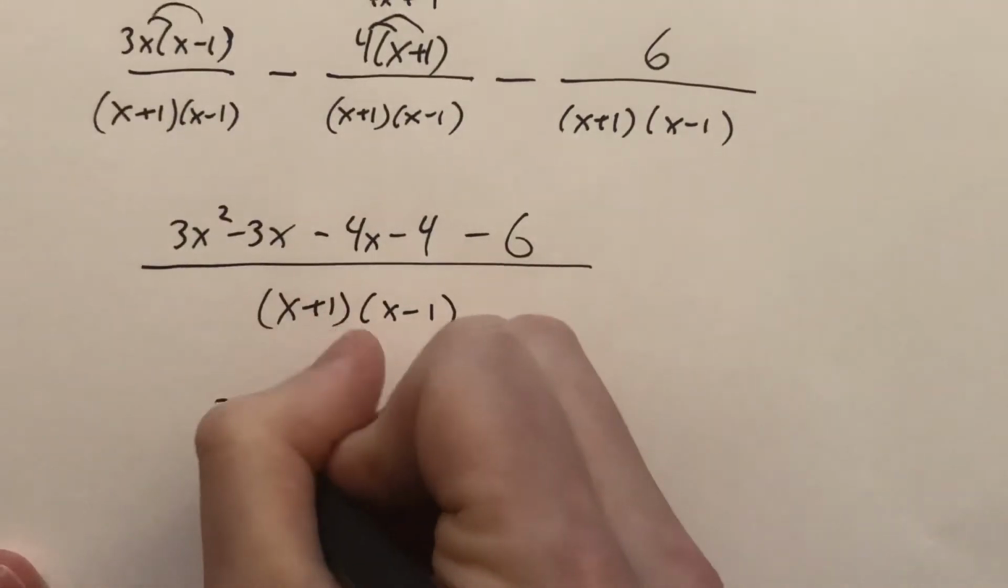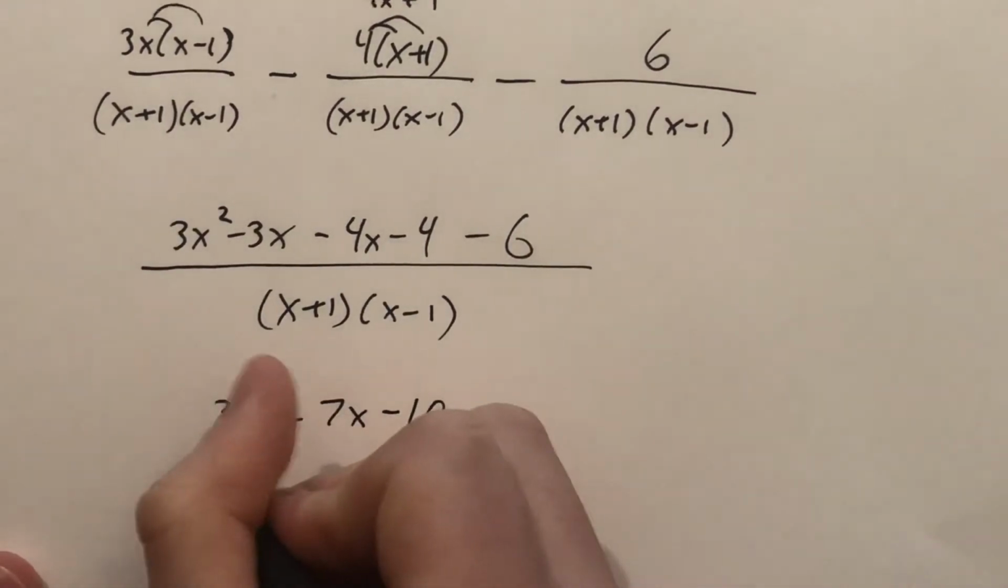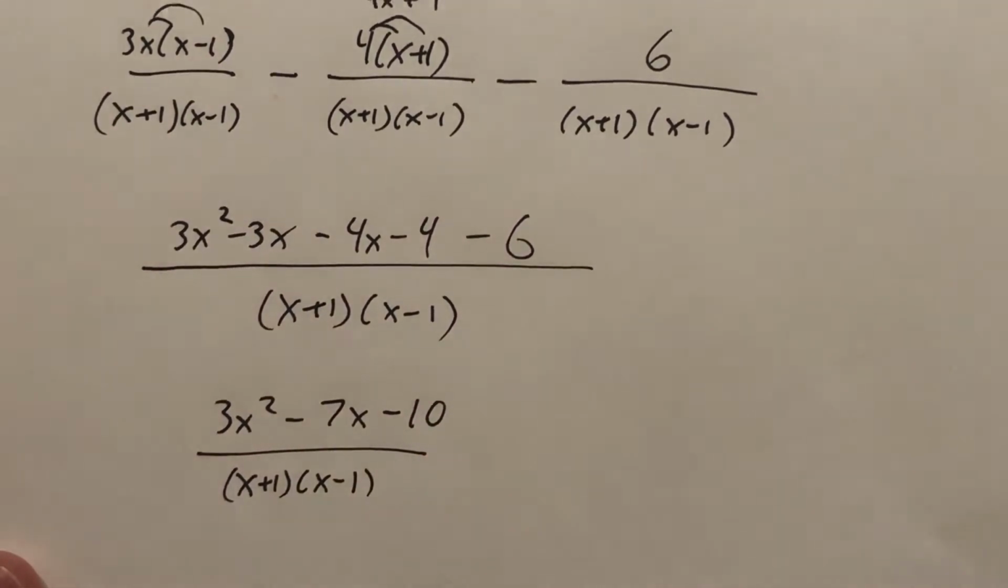Combining like terms, I'll have 3x squared minus 7x minus 10, still over x plus 1, x minus 1. And now, that right there is an x squared, x, no x. GCF isn't going to help us. 3 out front means we need to factor this, or attempt to factor this, with a bottoms-up approach.